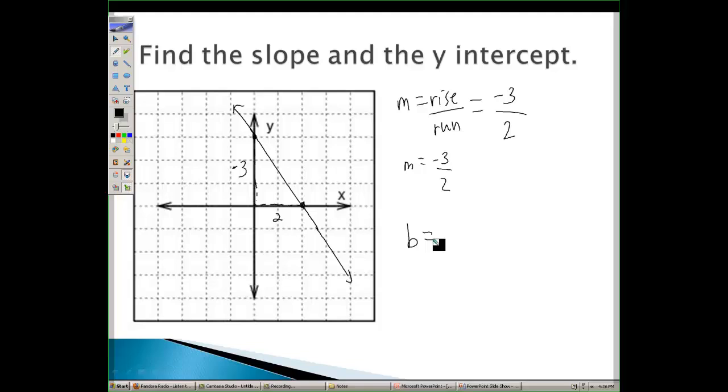But now my b value, my y-intercept, please be careful here. As you can see, this line crosses both the y-axis and the x-axis. When I'm looking for a b value, I'm talking about where it crosses on my y-axis. And as you can see, it crosses here at 1, 2, 3, at +3, so I'm going to consider my b value to be +3. Let's do just one more.